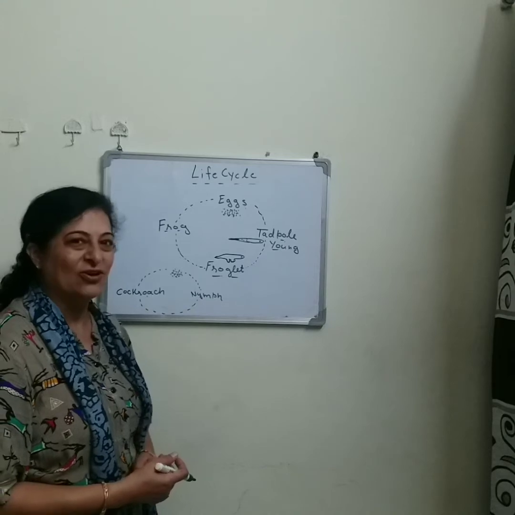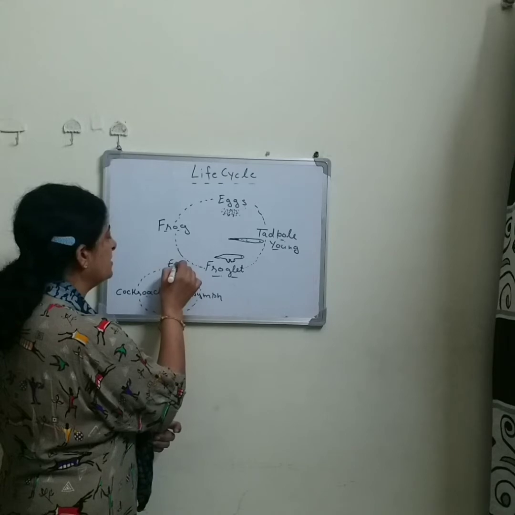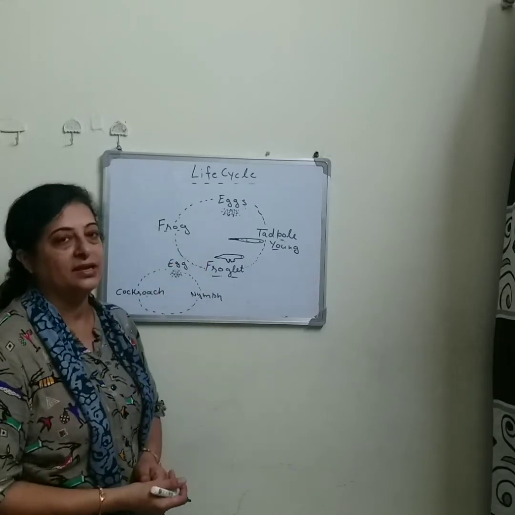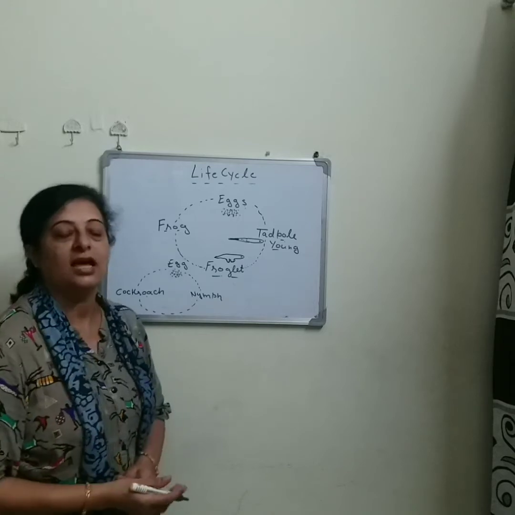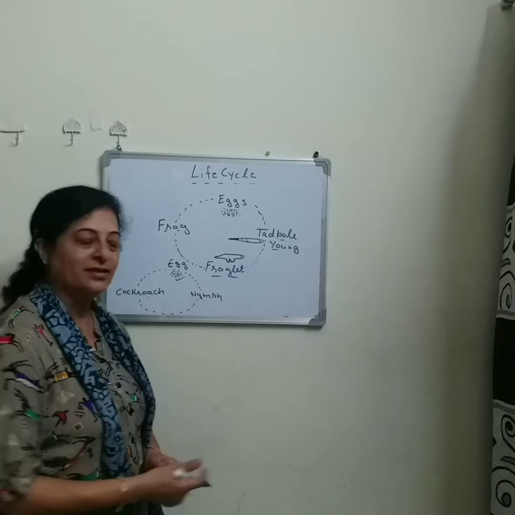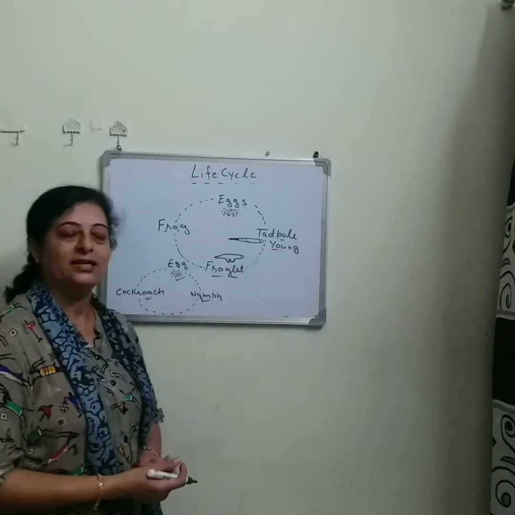Have you seen a cockroach? When we talk about the different stages in the life cycle of a cockroach, there are mainly 3 stages. The first stage is egg, the second is the nymph, and the third is an adult cockroach.